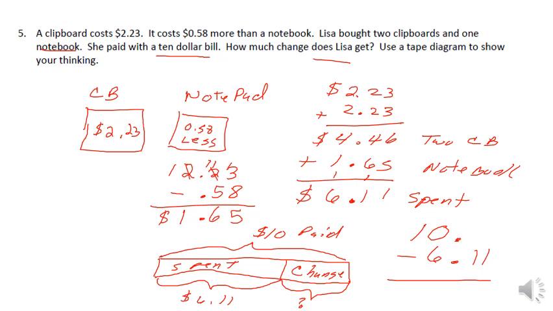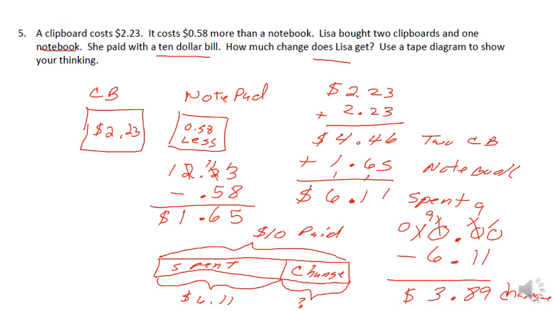But you notice I need to fill in the extra digits. Now I can see I need to regroup. $10 minus 1 gives me 9. 9 minus 1 gives me 8. 9 minus 6 gives me 3. So I should get $3.89 change back.